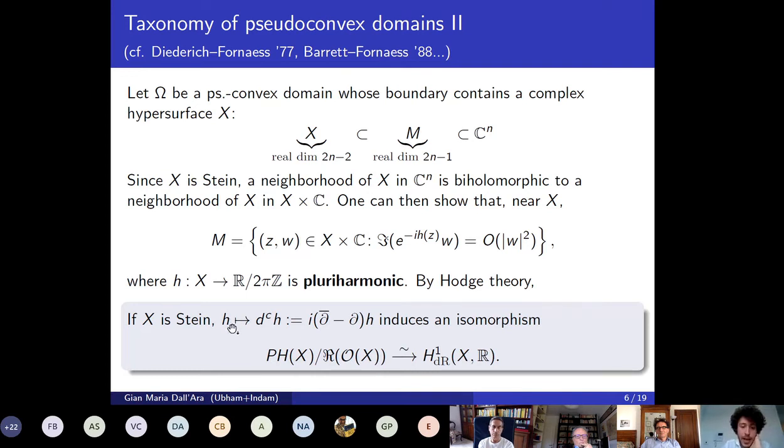In other words, you take your phase h and compute d^c of h, which is i times (d-bar minus d) of h, and this form, which is closed as a consequence of the pluriharmonicity of h, defines a cohomology class. In fact, any possible cohomology class comes from such a representative. And this representative appears naturally as soon as you have a complex hypersurface inside the boundary.